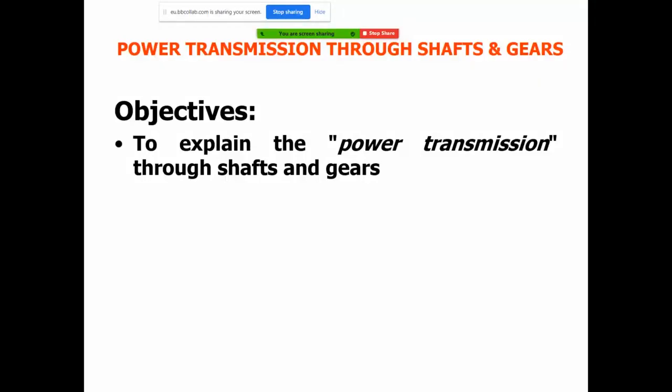Today the topic I already started yesterday, but let me just link between the topic yesterday and the topic today. Today is related to the power transmission through the shafts and gears. Do you know, ya shabab, what we did before?